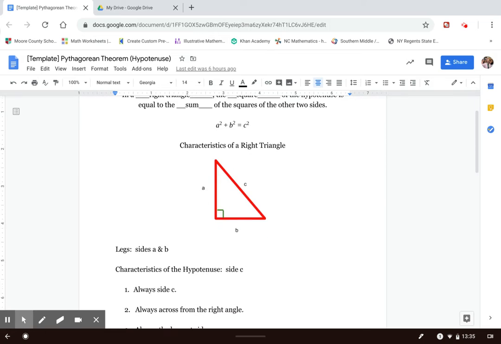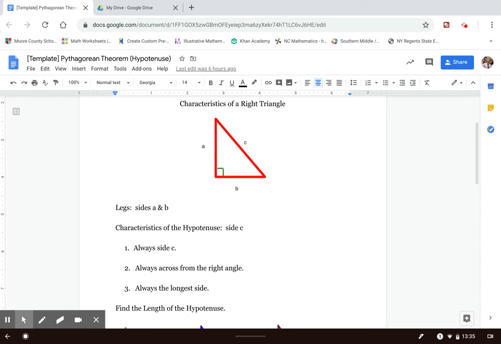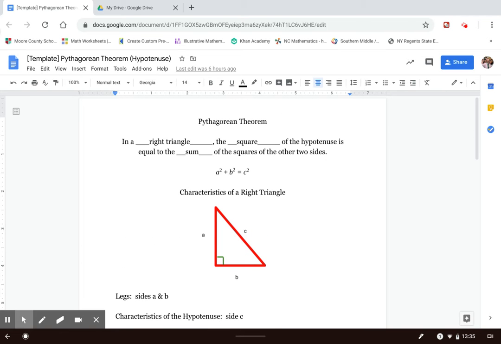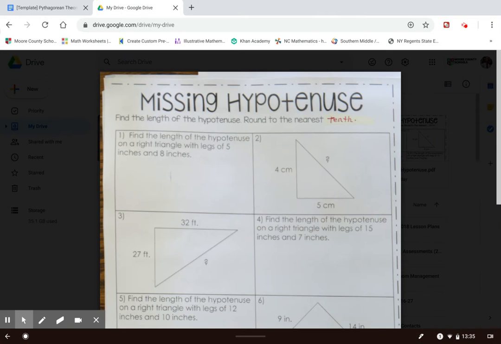When we look at the characteristics of a right triangle, the legs are sides A and B, and the hypotenuse is side C. It's always side C, it's always across from the right angle, and it's always going to be your longest side. Today we're continuing what we did yesterday, finding the missing hypotenuse.